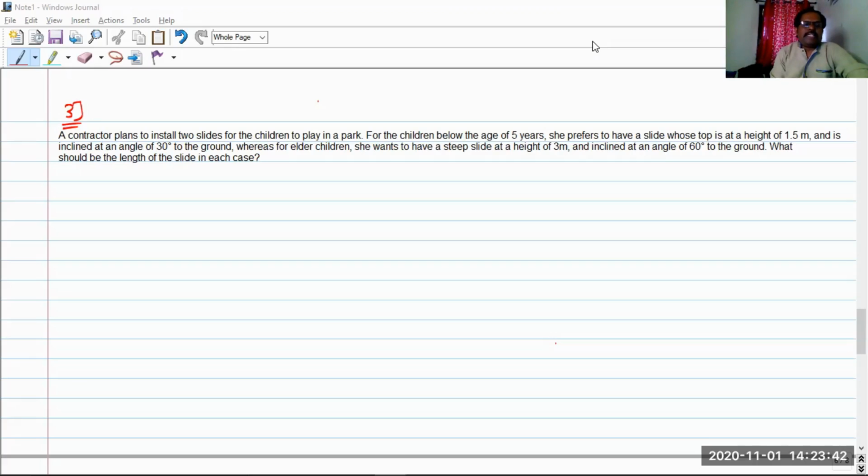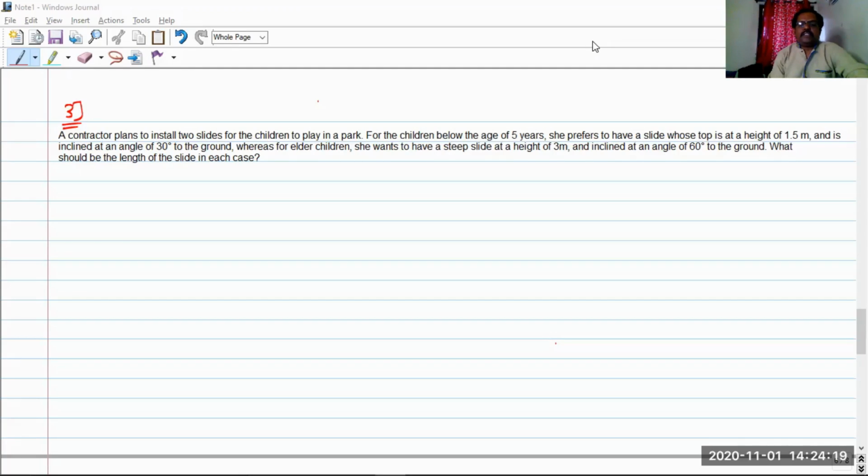A contractor plans to install 2 slides for children to play in a park. For the children below the age of 5 years, she prefers to have a slide whose top is at a height of 1.5 meter and is inclined at an angle of 30 degree to the ground. Whereas for the elder children, she wants to have a steep slide at a height of 3 meter and is inclined at an angle of 60 degree to the ground. So the question is, what should be the length of the slide in each case?